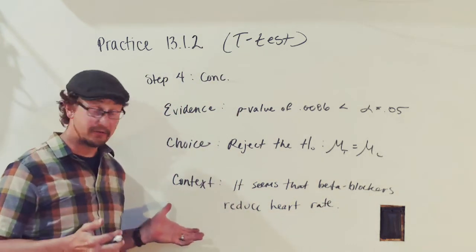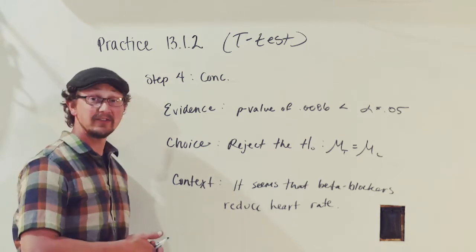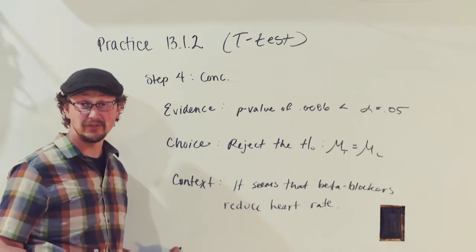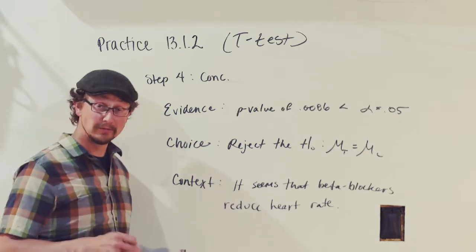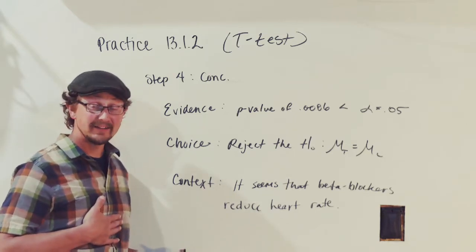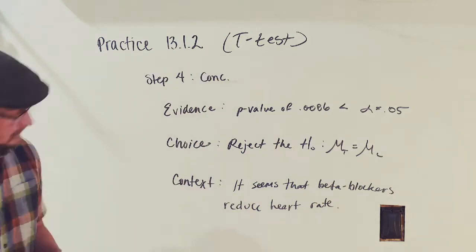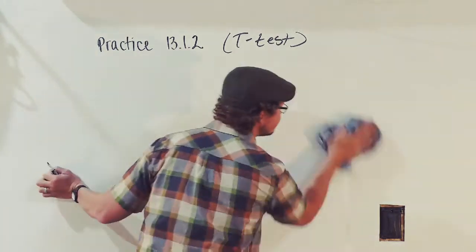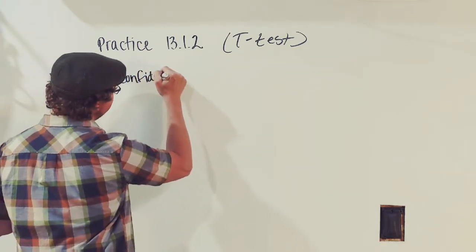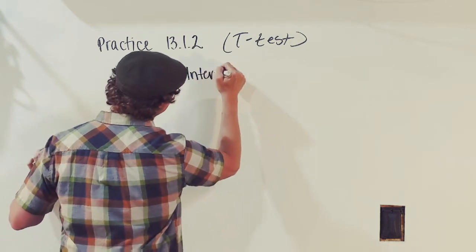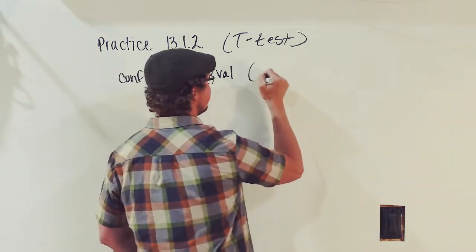All right, so that in and of itself is pretty compelling, but the problem goes on, as well we should, to ask how much do beta blockers reduce the heart rate? Is it a large amount or is it a little amount? So in order to answer that question, we are going to create a confidence interval. So here we go. Confidence interval. The problem invites us to do a 99% confidence interval.